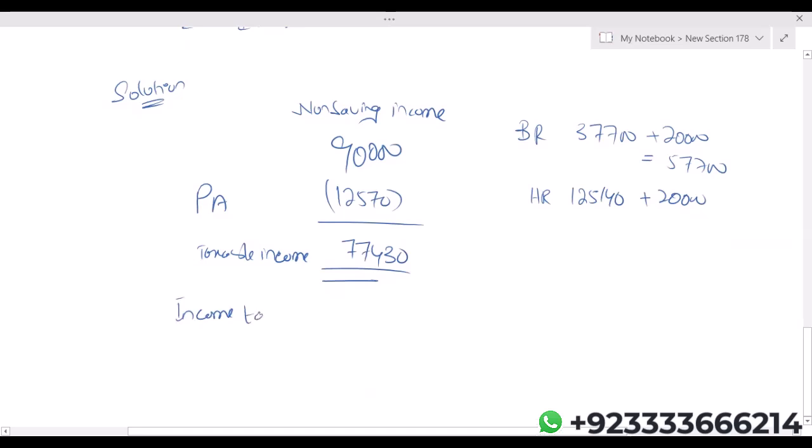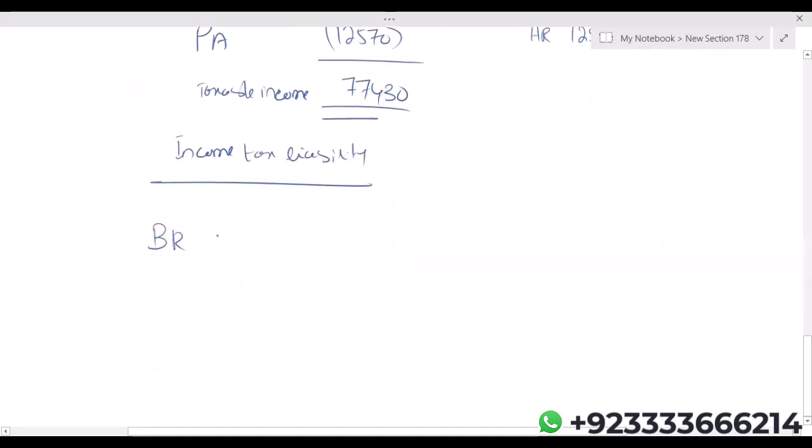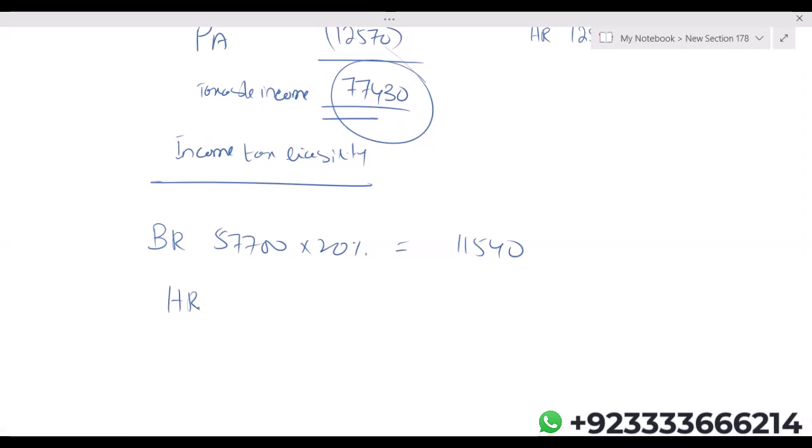Income tax liability. Obviously, the basic rate band, which is now 57,700, at 20% of that, I'm getting 11,540. Now from 77,430, we'll deduct 57,700. Obviously, whatever remains falls in the higher rate. 77,430 minus 57,700, I'm getting 19,730.